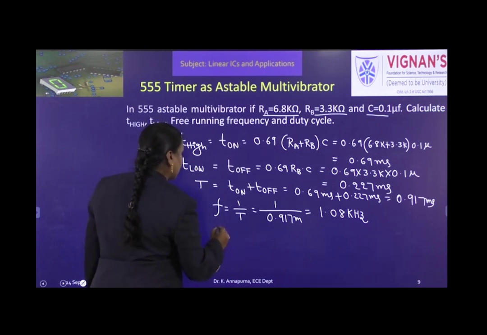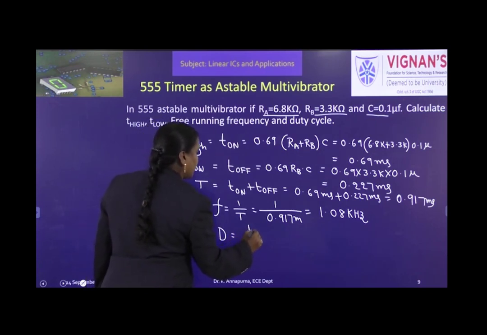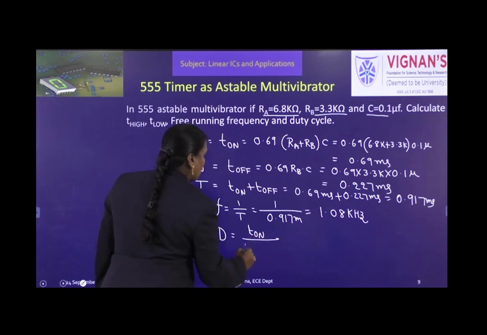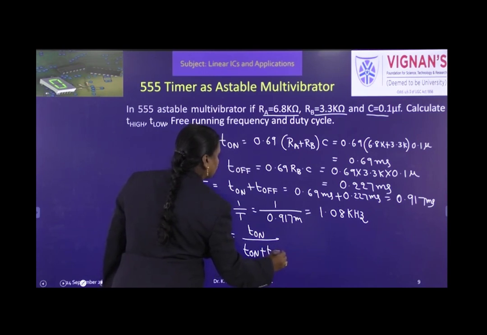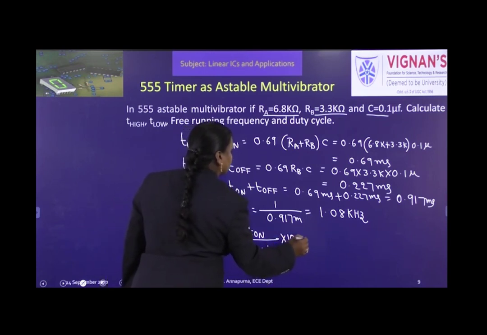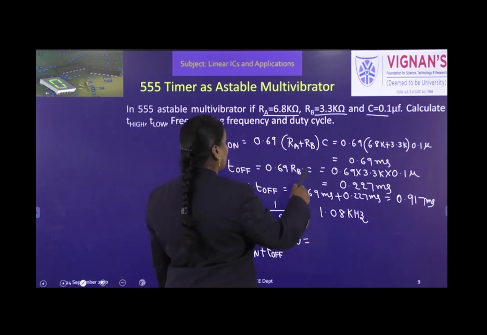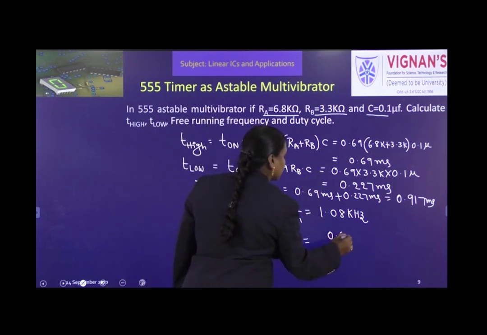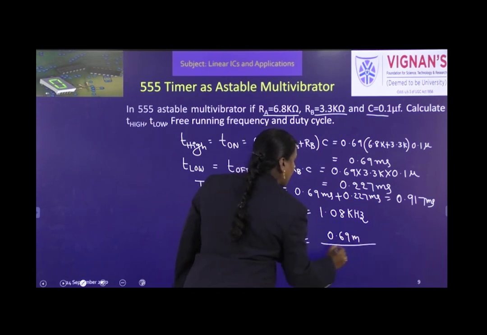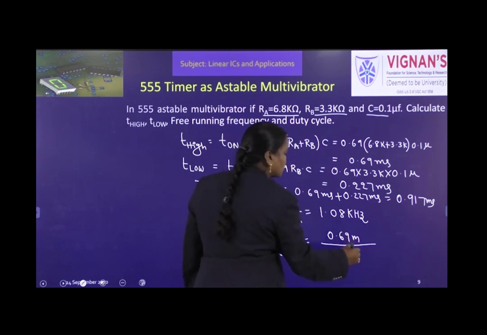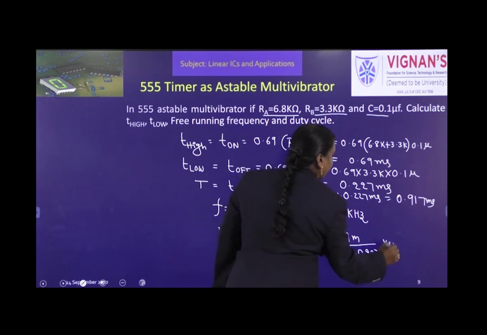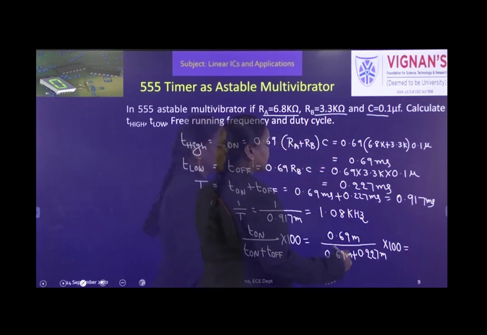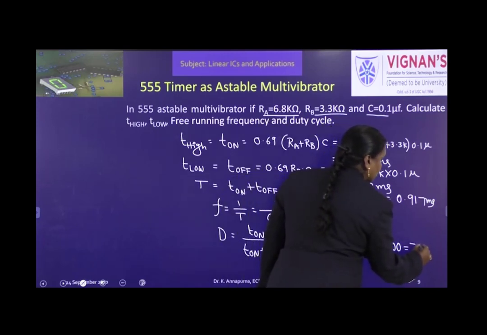And then what is the duty cycle? T on by T on plus T off into 100. So T on, what you got? 0.69 milliseconds. And T on plus T off means 0.69 milli plus 0.227 milli, into 100. So this is equal to 75.2%.